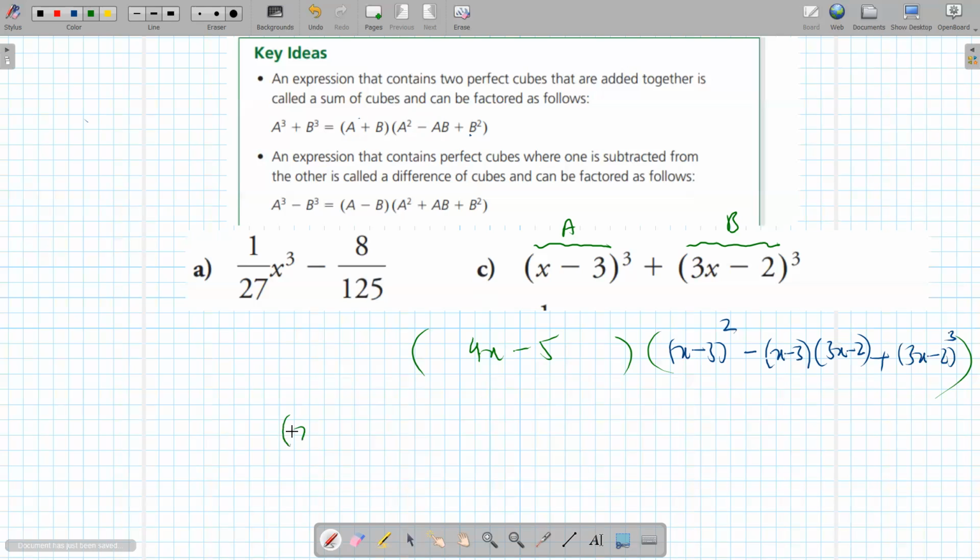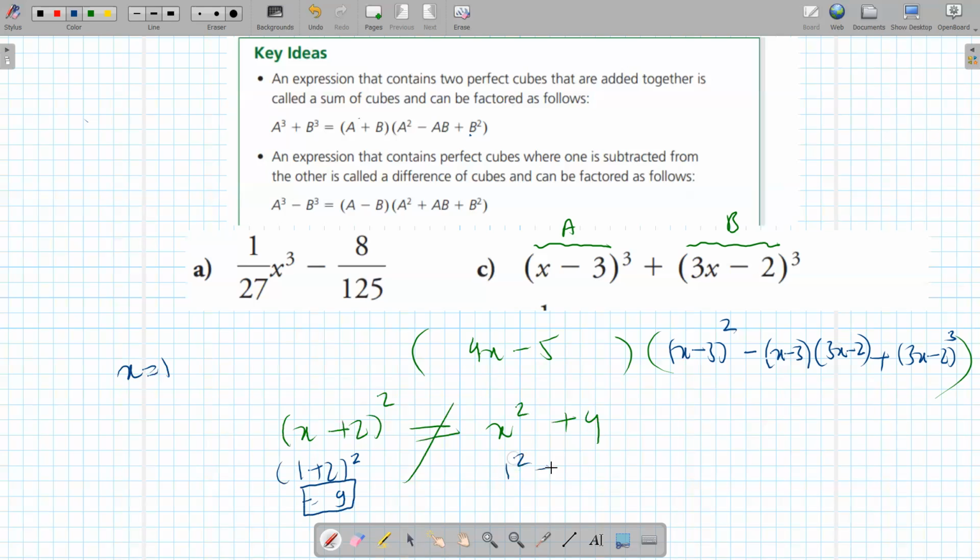So for example, x plus 2 squared is, this is a very common mistake, not x squared plus 4. You might be wondering, how is that? That doesn't make sense. Let's put some numbers in. Let's say x is 1. So we have 1 plus 2 squared, which is 3 squared, which is 9, right? Now look at this. X is 1, 1 squared plus 4, that's a 5. It is not equal.